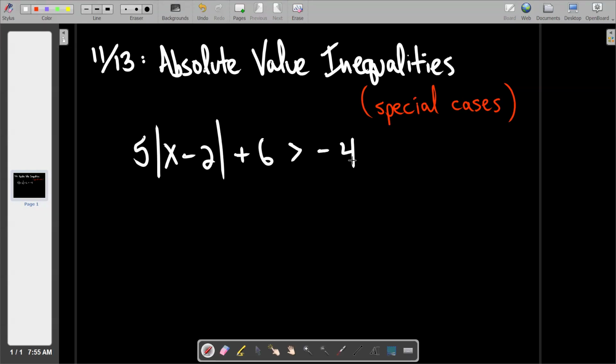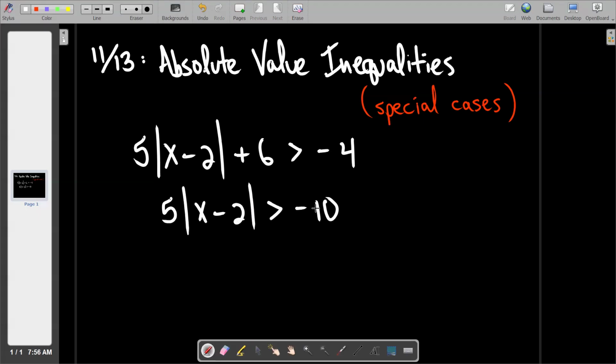It just looks like a regular old problem, and we know what to do first, which of course is to subtract 6. Because we want to get the absolute value by itself, we would be left with 5 times the absolute value of x minus 2 is greater than negative 10, right? And then what's the final step? Divide by 5.